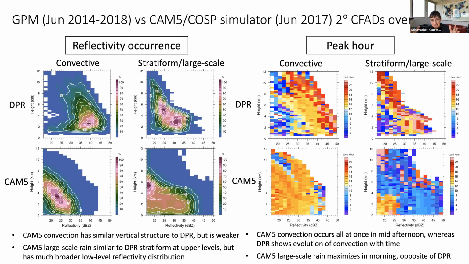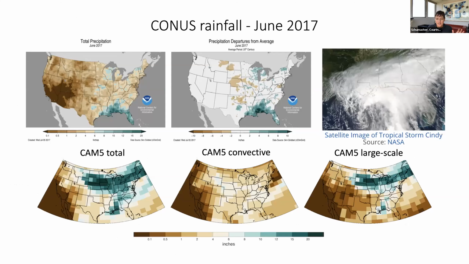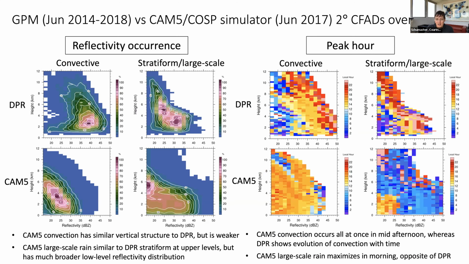Mostly, it's all just midday, which we know is a problem. And then the large scale rain just happens at night. It's a totally different time. This is something we see a lot, where the large scale rain happens at a totally different time. In this case, it's shown in a totally different part of the US. It's got a different reflectivity distribution than we would expect after the conversion in the simulator, and it's just happening at a totally different time of day.